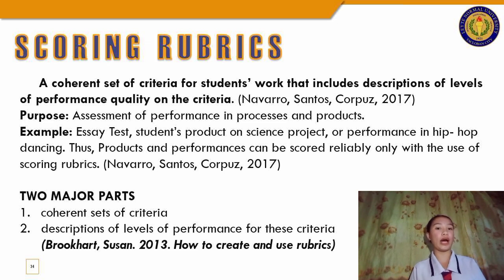The second one, description of levels of performance. This part elaborates on the different levels of achievement for each criterion. It creates a spectrum ranging from lower to higher performance levels, offering a nuanced understanding of the quality of work.